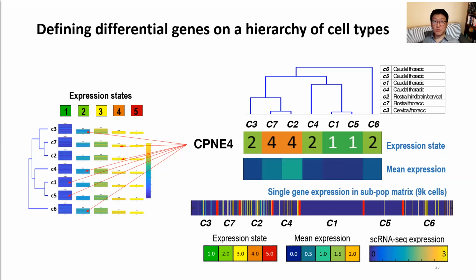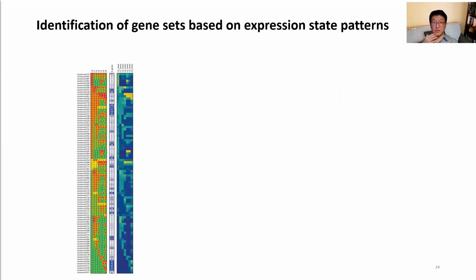So for example, for the gene CPNE4 here, we see it is associated with a high expression state in clusters C7 and C2, which are associated with the rostral head region, compared to the other clusters that correspond to the lower part of the body. And we can further confirm this by looking at the pseudo-bulk expression as well as the single-cell expression of this gene. So once we have these expression state patterns, we can group genes based on the similarity of their patterns to identify the different gene sets. And these gene sets can be used for further study.